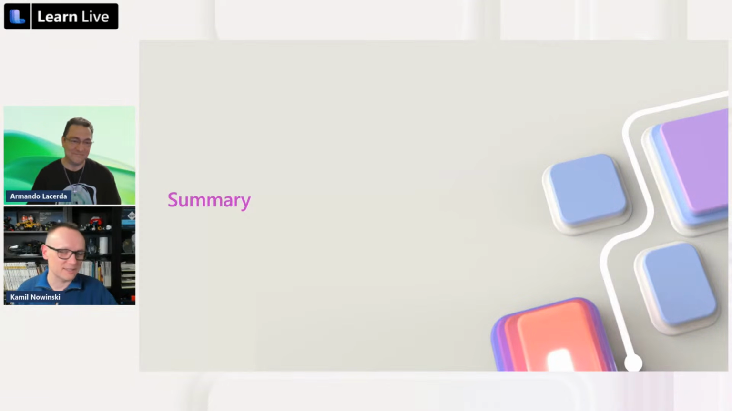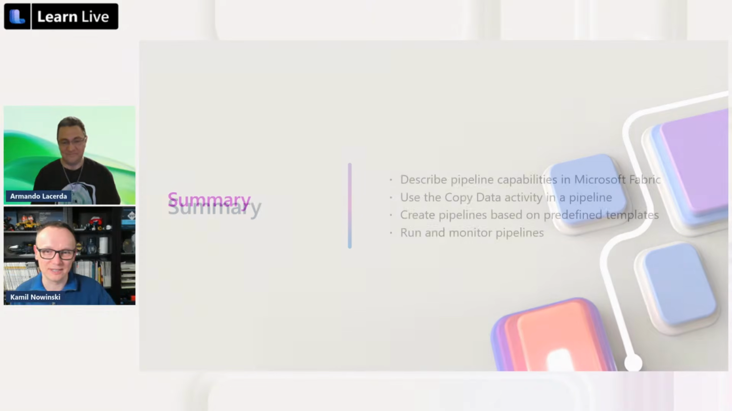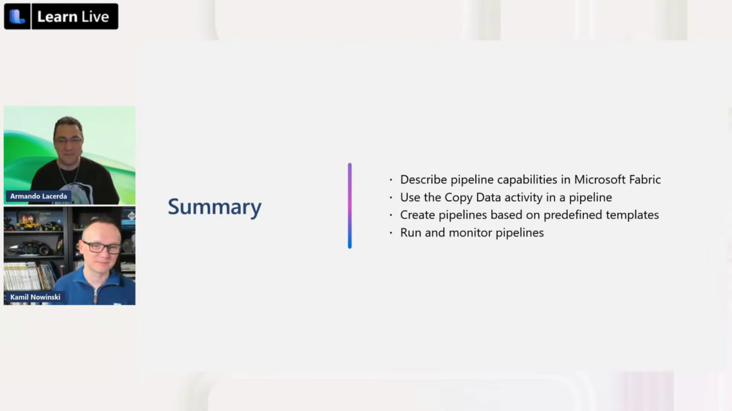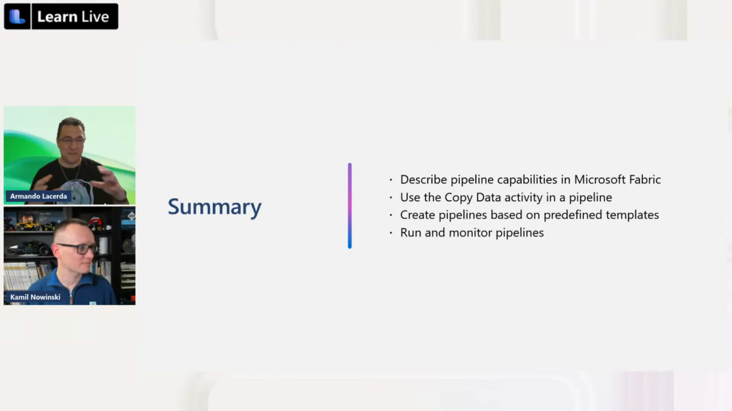Okay, so let's summarize what we learned during this session. We described pipeline capabilities in Microsoft Fabric, and also we used the copy data activity in a pipeline. We have done the templates, right? We demonstrated how to get a template, so you get some of the work done for you and then just customize on top of it. We also created a pipeline from scratch, which is the majority of the demos that we have run.